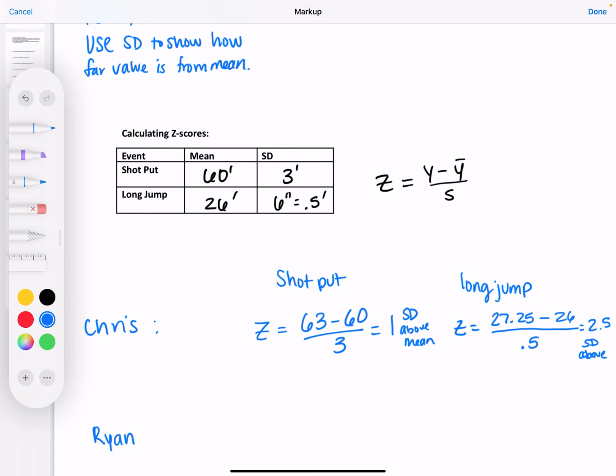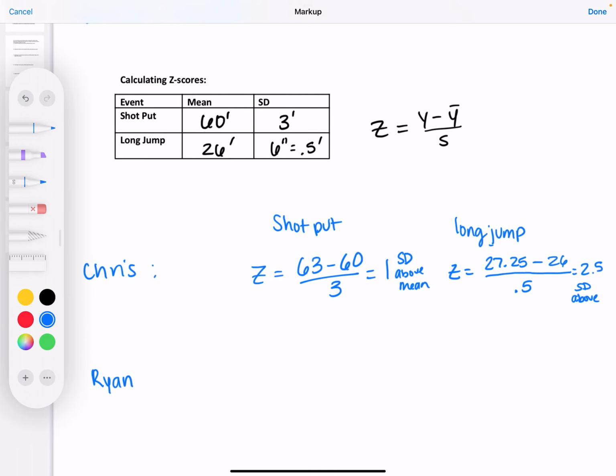All right. And then for Ryan, he did 66. 66 minus 60 over 3 would equal 2. And his long jump, 27 minus 26 over 0.5.